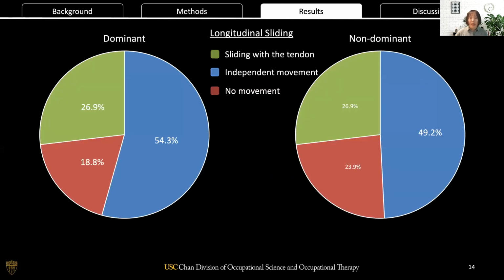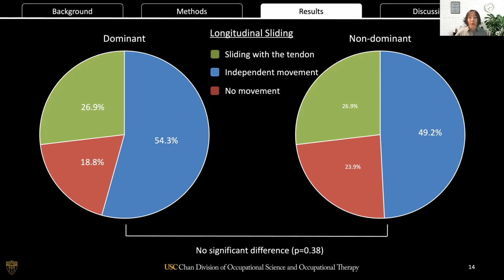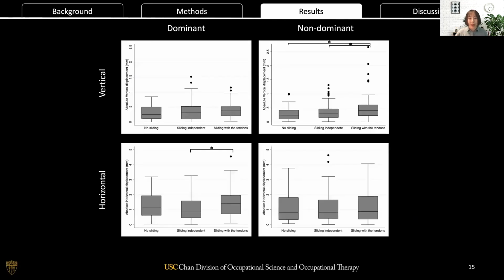We can see that about half the nerves move independently from the tendon, a quarter of the nerves move together with the tendon, and a quarter of the nerves didn't move. There's no difference between dominant and non-dominant hands. We also combined the results of transverse and longitudinal nerve movement and explored the associations between them. We found that nerves that slide more with the tendon have more vertical displacement compared to nerves that have less longitudinal sliding. This relationship only exists in the non-dominant hand.